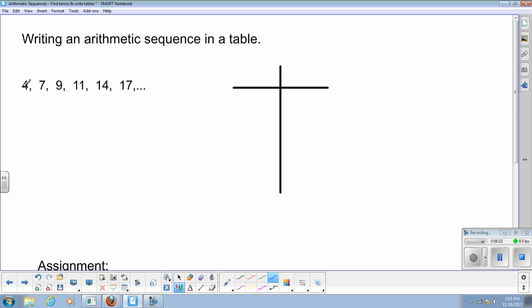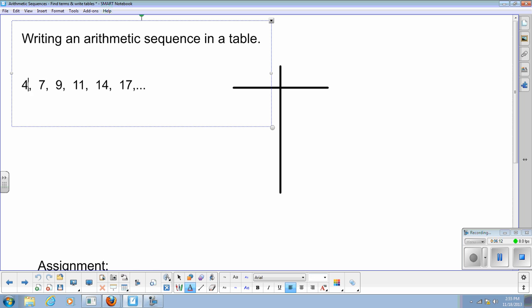I have the sequence here, 4, 7, 9, 11, 14, 17. Oh, I have a typo there. Whoops, got to fix that. This shouldn't be 4, it should be 5. 5, 7, 9, 11, 13, 15. My apologies for that. So I've got a sequence here, 5, 7, 9, 11, 13, 15. Can you tell me what is the common difference for this arithmetic sequence? That's right, the common difference is 2.